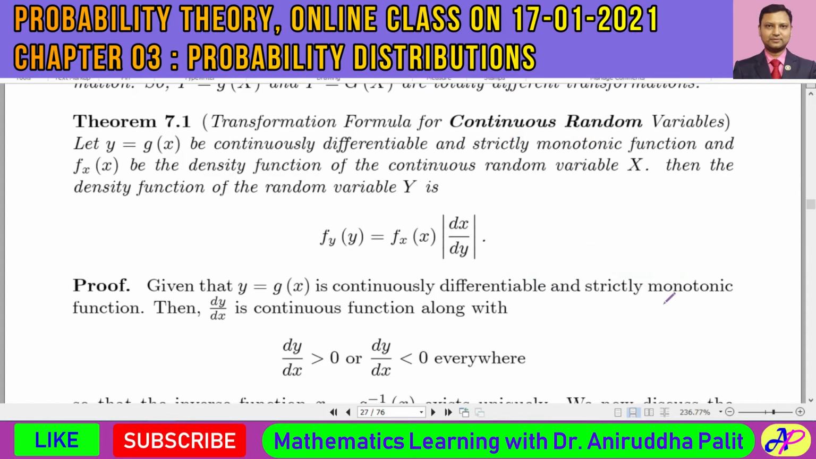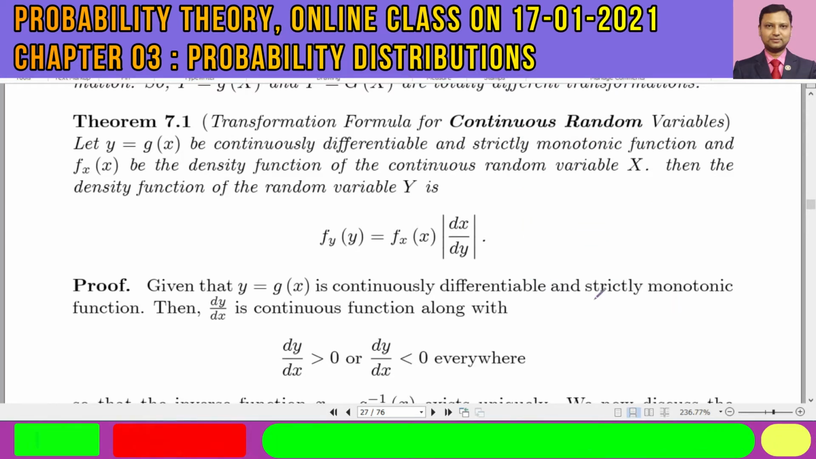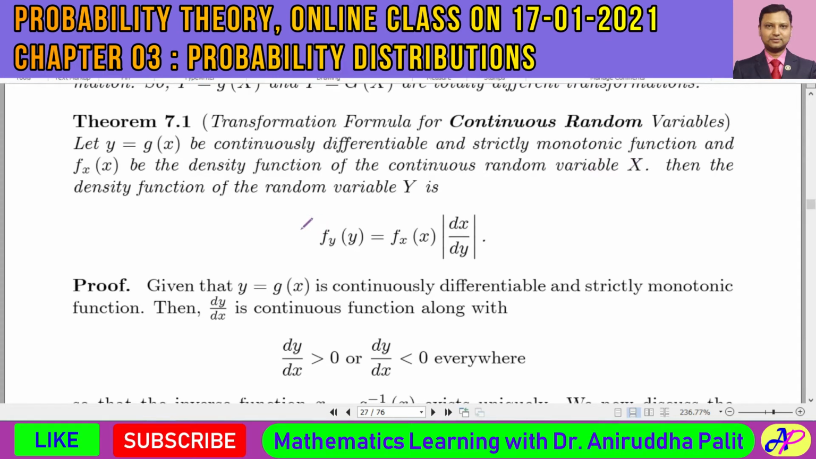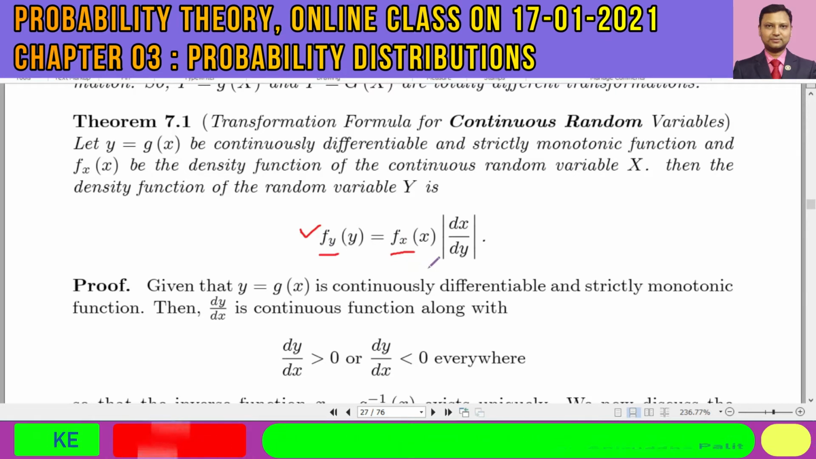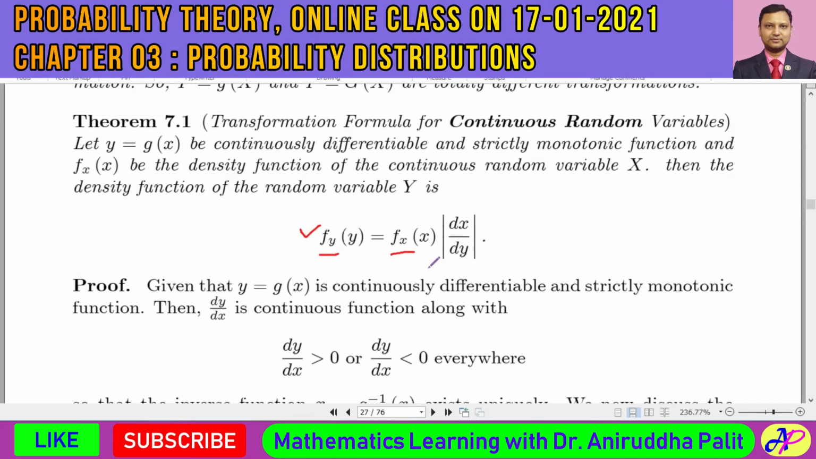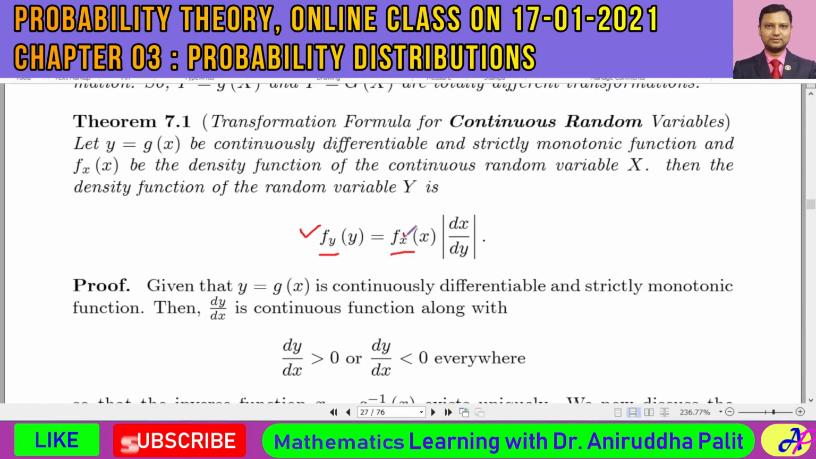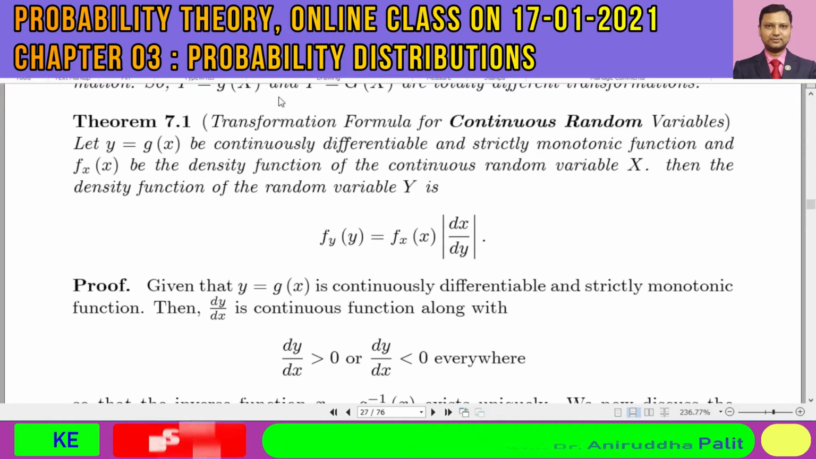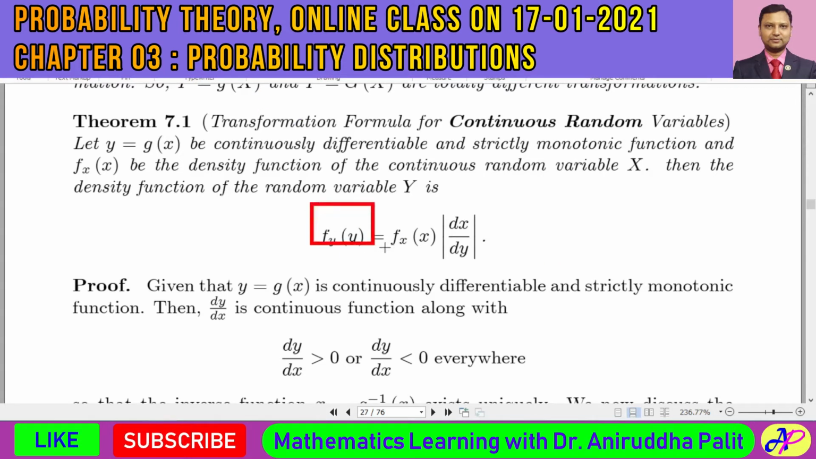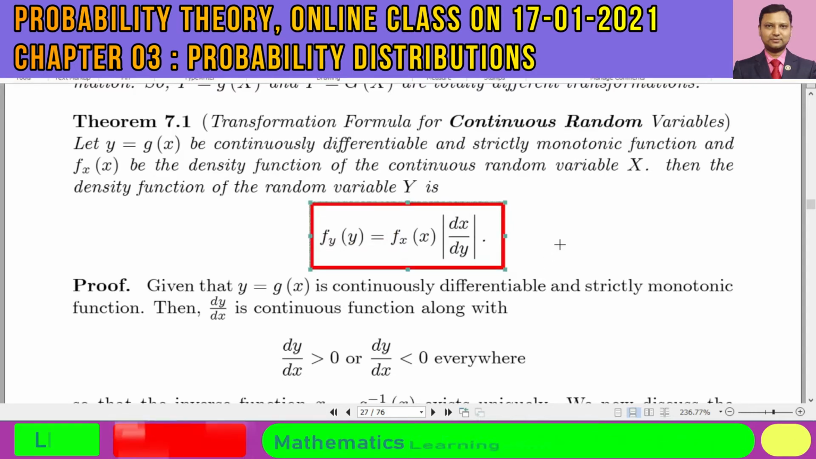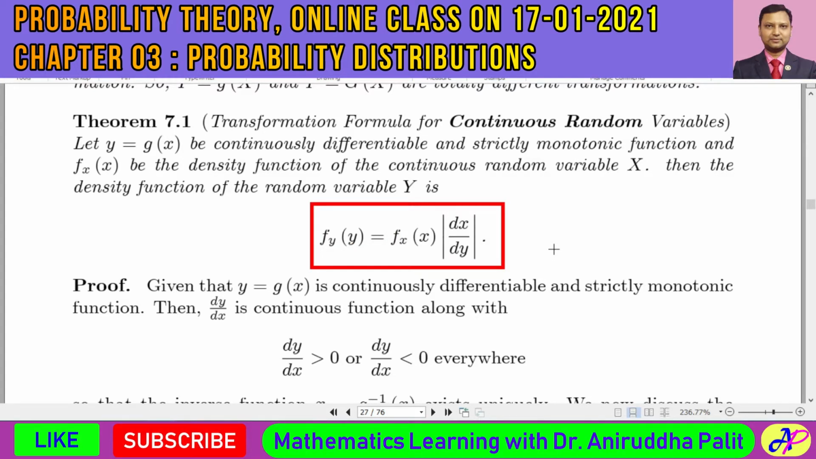And in this kind of case, we can prove the formula for the density function of y. We write the density function of x with the suffix x, f suffix x, and f suffix y represents the density function of y, because over here we have two random variables, so we need to distinguish them by introducing the suffix x or y. So this is the formula by which we can compute the density function of y from the density function of x. And we are going to prove this result.